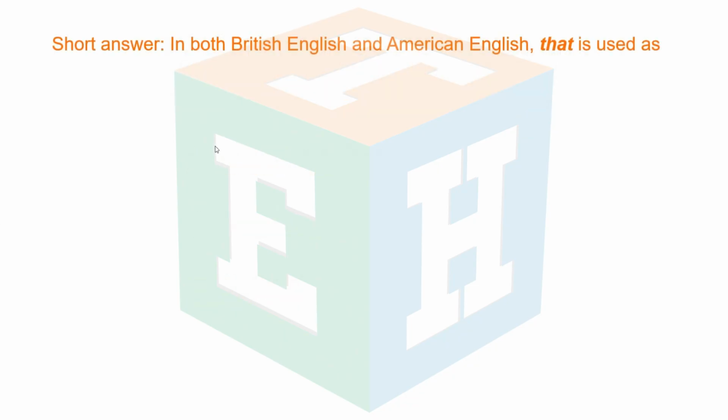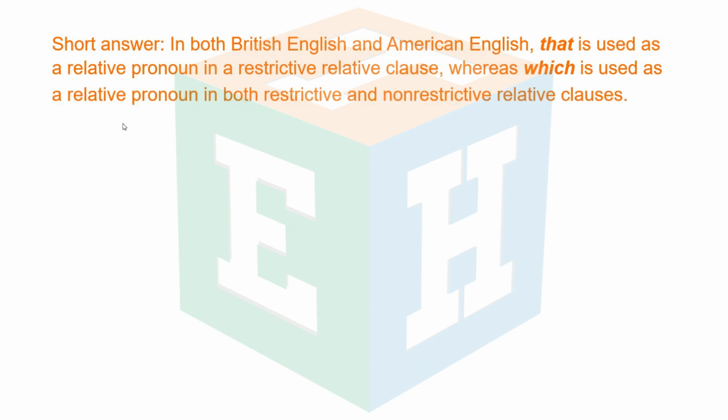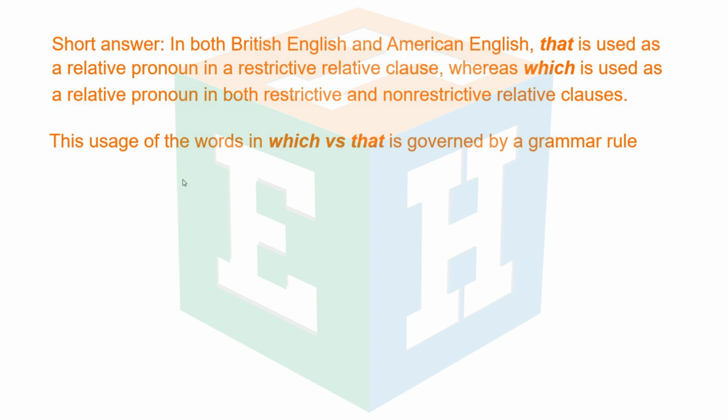Short answer. In both British English and American English, that is used as a relative pronoun in a restrictive relative clause, whereas which is used as a relative pronoun in both restrictive and non-restrictive relative clauses. This usage of the words in which versus that is governed by a grammar rule which will be discussed in the following portion of the video.